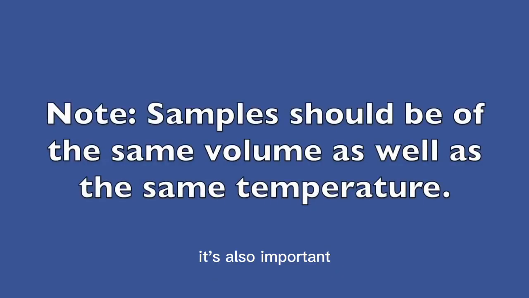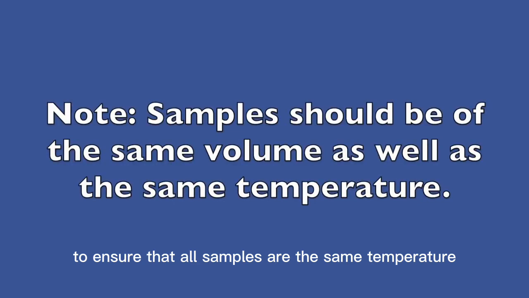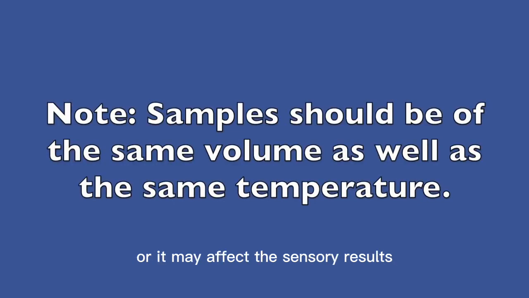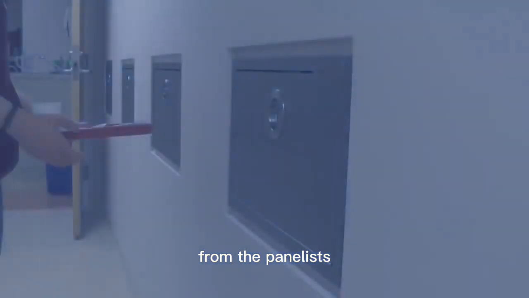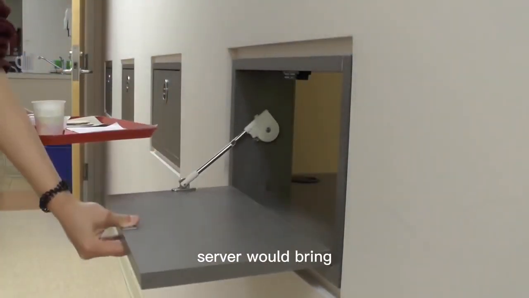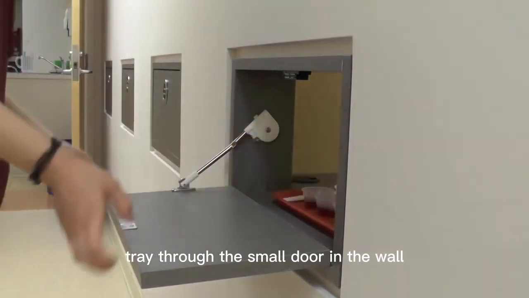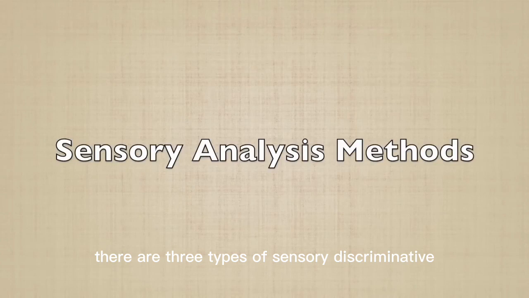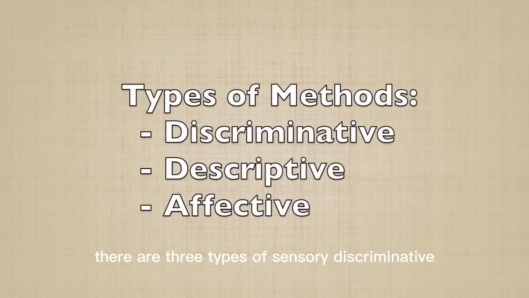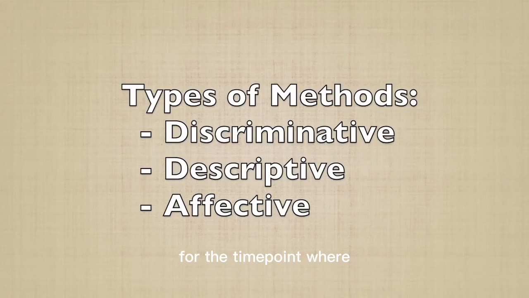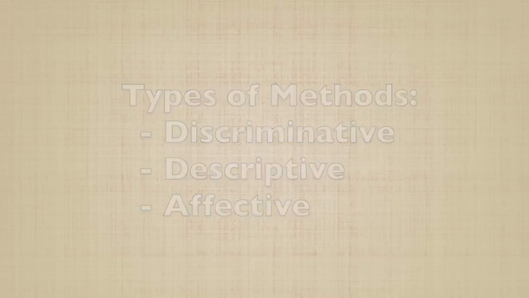It's also important to ensure that all samples are the same temperature or it may affect the sensory results from the panelists. To serve the panelist, the server would bring trays from the kitchen to the booth by sliding the tray through the small door in the wall. There are 3 types of sensory analysis: discriminative, descriptive, and affective analysis. For the time point where each of the different sensory tests appear in the video, please refer to the description box below.